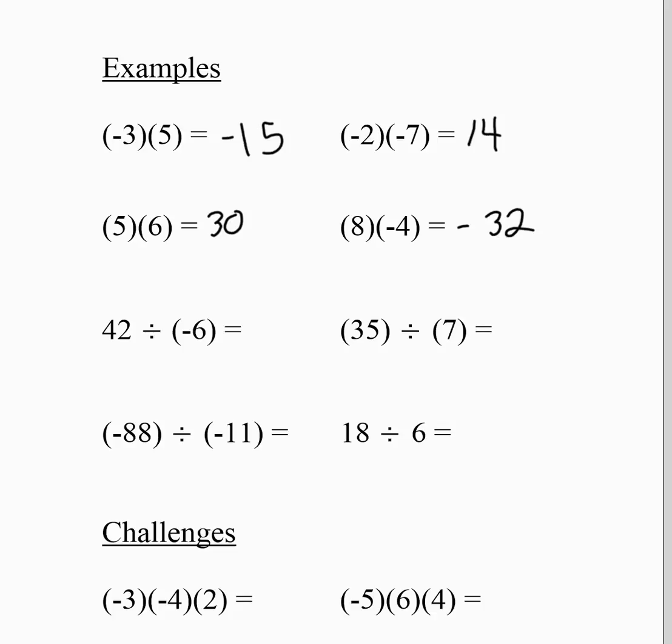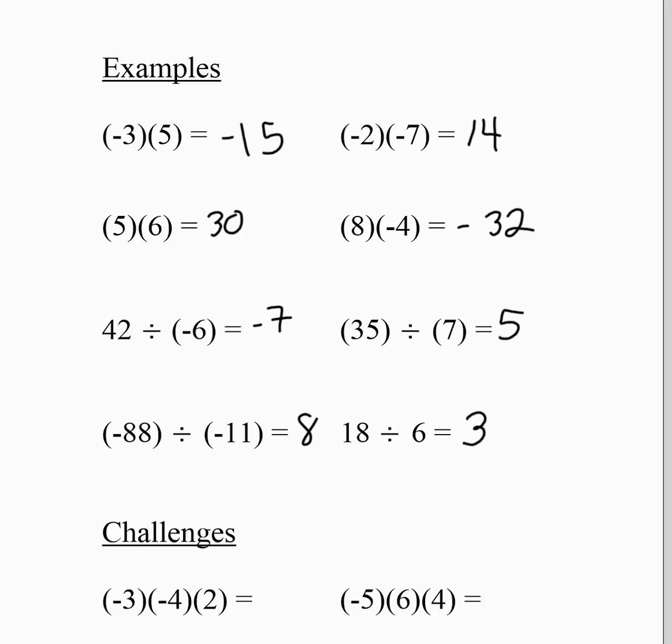Now division works exactly the same way. So 42 divided by negative 6, 1 negative sign, I get a negative answer. 35 divided by 7, 2 positives, I'm going to get a positive. A negative divided by a negative, I'm going to get a positive. And then 18 divided by 6, so a positive divided by a positive, again, I'm going to get a positive. So division and multiplication are exactly the same.